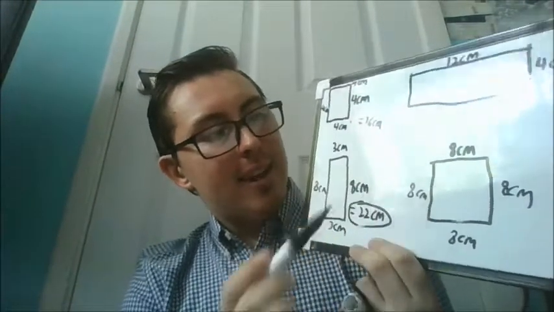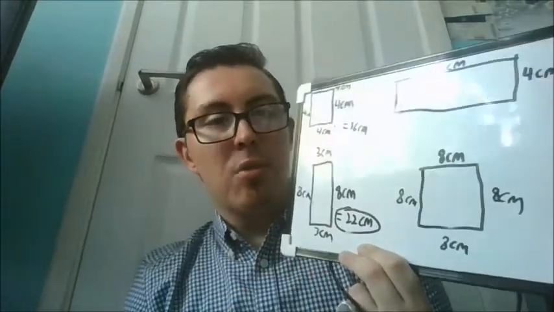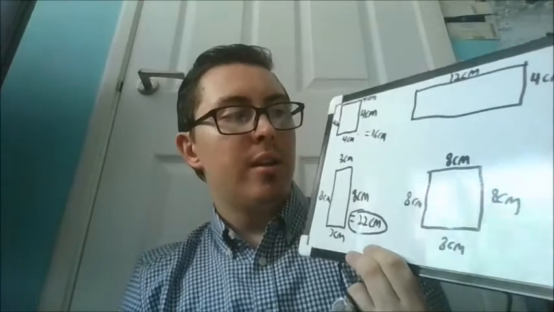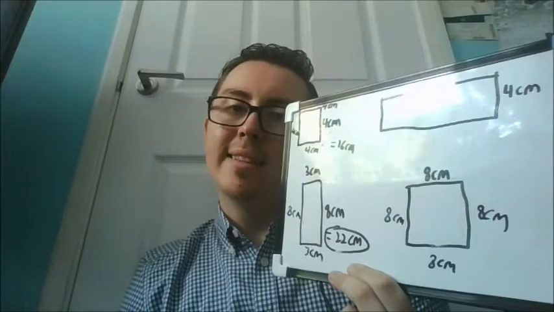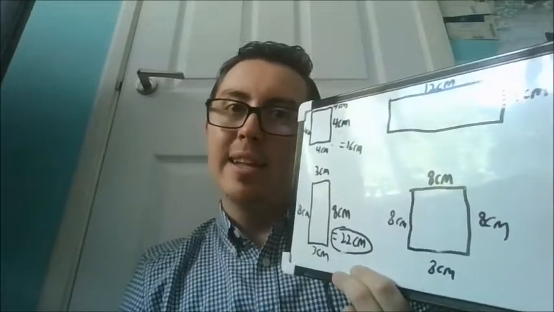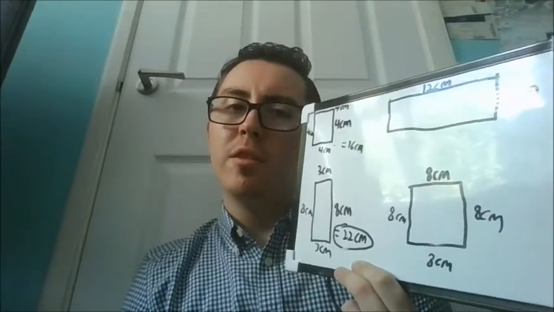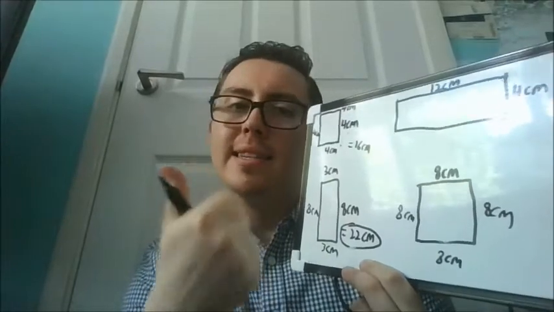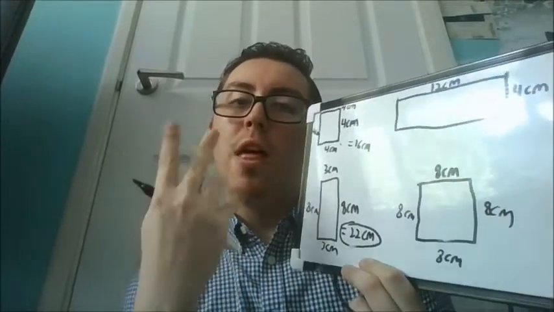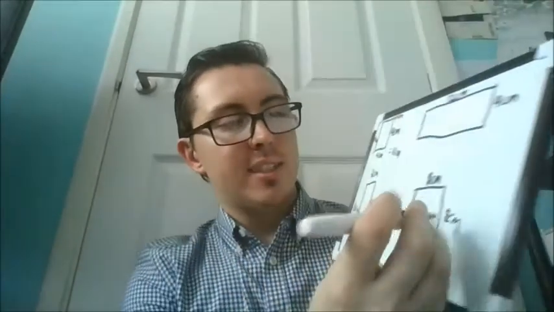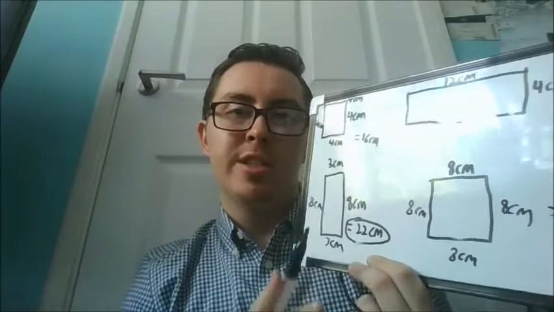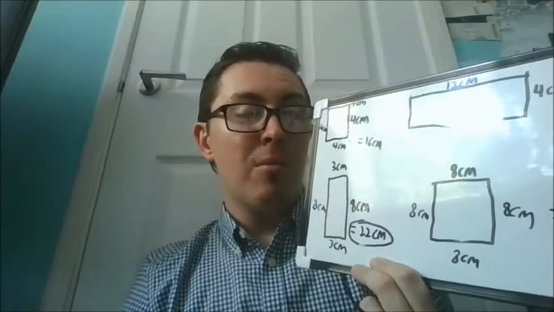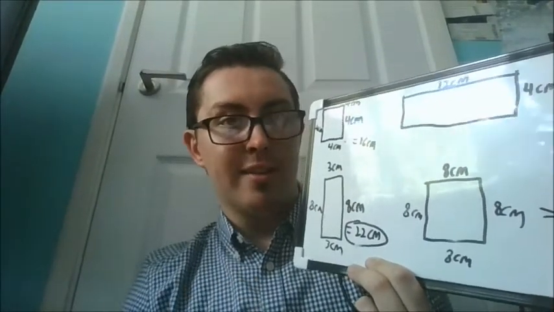So 8 add 8 add 8 add 8. Or 8 times 4. 8 plus 8 is 16. Plus 8 is 24. Plus 8 is 32. Let's do 8 times 4 to check our answer. 8, 16, 24, 32. The answer is 32 centimeters. Always remember to add centimeters to our answer. If you write 32, that might not be classed as right, so always add the centimeters.